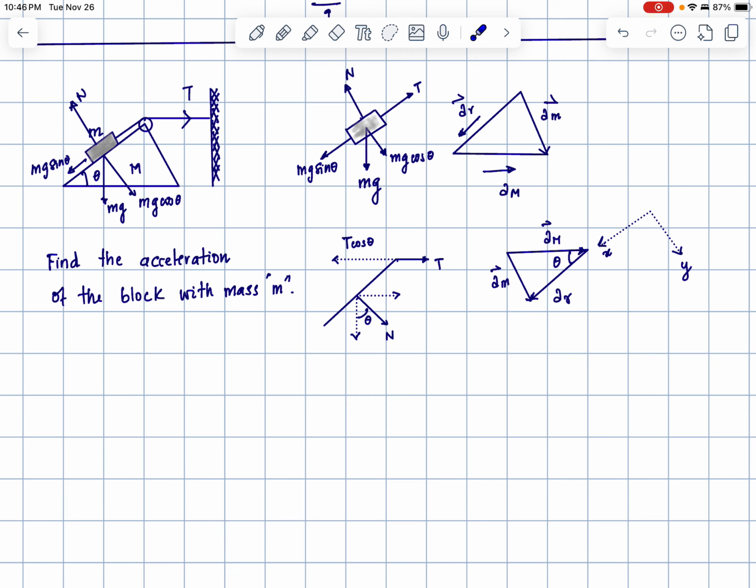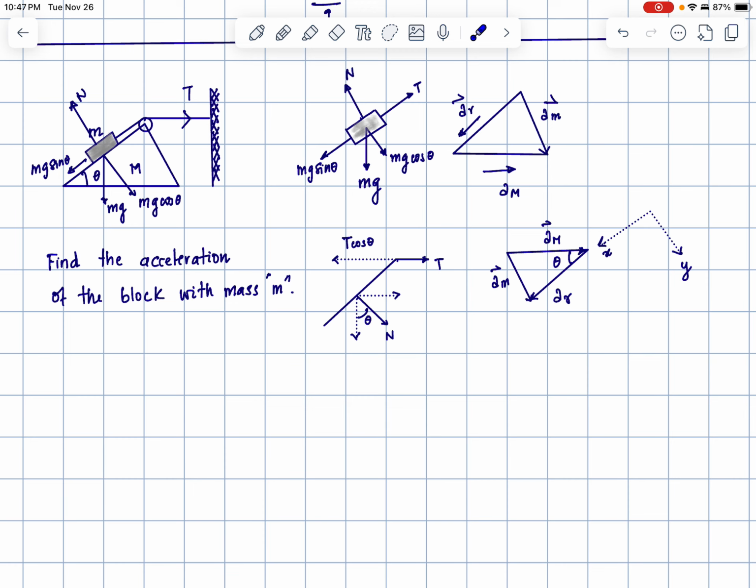So let's look at the free body diagram, okay, for the little block, okay, of mass little m. So if you see here, the tension is pulling it upwards, okay. There's a normal force acting that's normal to the surface of the inclined plane. The weight acts vertically downwards, okay, and the components of the weight perpendicular to the inclined plane and parallel to the inclined plane are mg cosine theta and mg sine theta respectively.